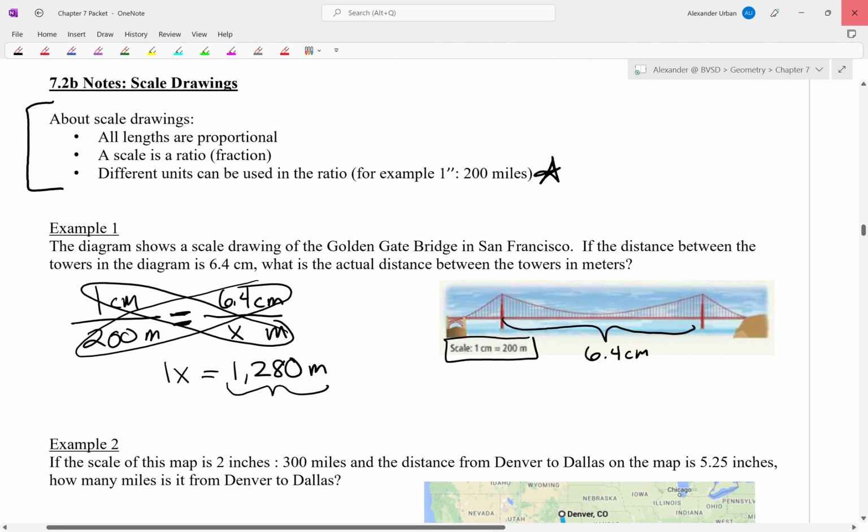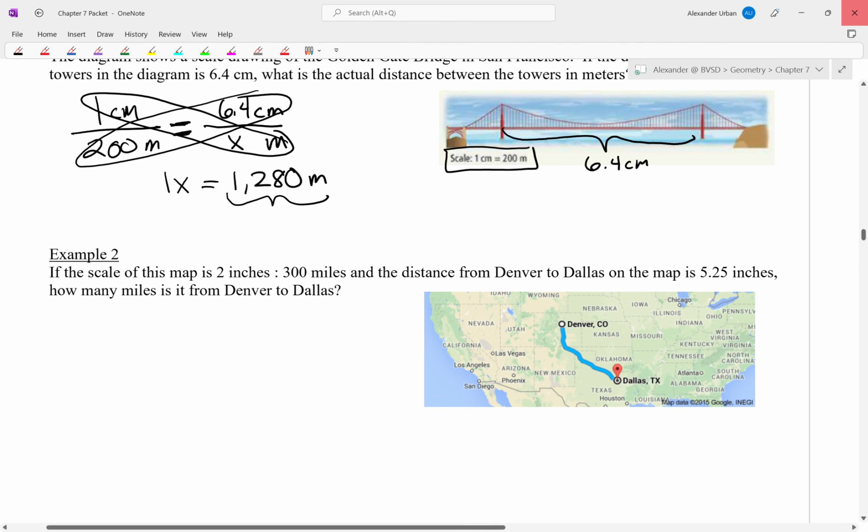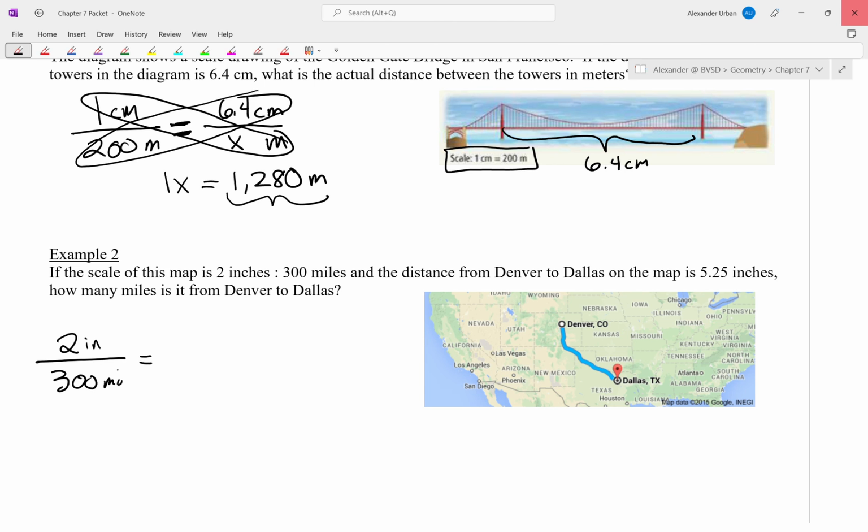Again, we're just using these scales that are given to us. So, example 2. The scale of this map is 2 inches to 300 miles. So I'm going to immediately write that down. 2 inches to 300 miles. And if you wanted to, you can actually reduce this, but I'm going to leave it as is. The distance from Denver to Dallas on the map is 5.25 inches. How many miles is it from Denver to Dallas?